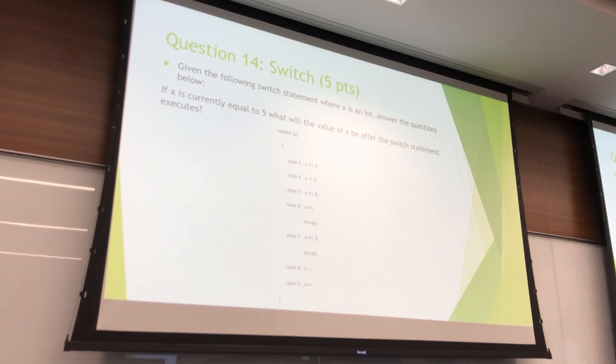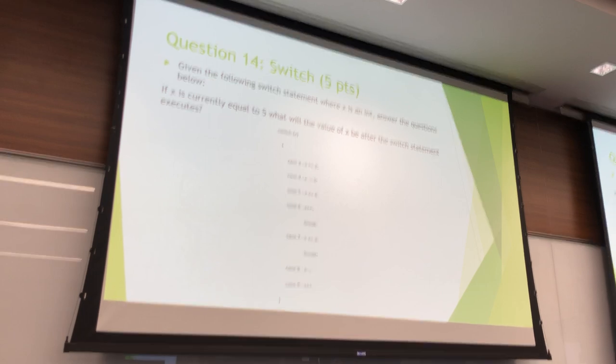Given the switch statement where x is an int, answer the questions below. If x is currently equal to 5, what will be the value of x after the switch statement executes? It reads case 3, but it's not case 3. It doesn't match case 4. Oh, but it matches case 5, right? So x is now equal to 9. Everybody see that? But it doesn't break, so it goes on to this. So x becomes 10. And then it breaks out of the switch. So the answer to this question is 10.